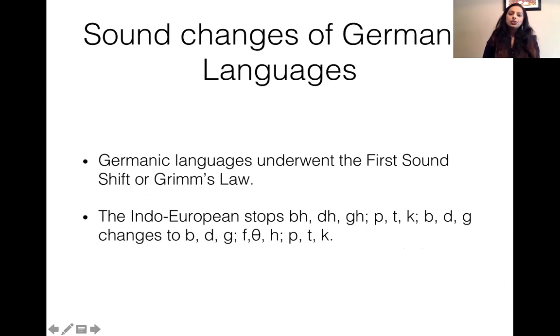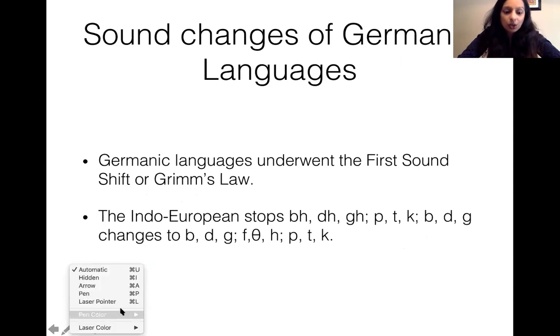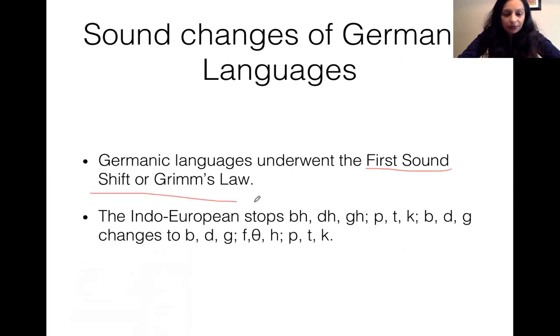Now, the biggest sound change of Germanic languages is what is known as the first sound change, or Grimm's law. This is going to be really, really important. This is one of the biggest sound changes that happened. It affected the Indo-European stops. P, t, k, voiceless stops. B, d, g, voiced stops. And these changed to these.